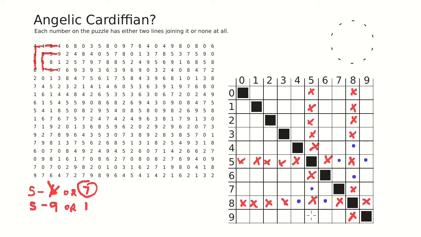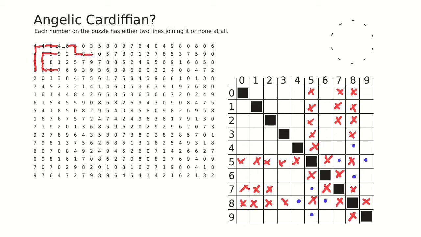Looking at this 7, it can't join to the 2, 0 or 1 because that 7 is already joining to 2 other numbers. And similarly it can't join to that 6 on the left. I'll rub that out so we can see. Let's join a few numbers up here. 6 goes to the 8 and the 8 goes to the 4.